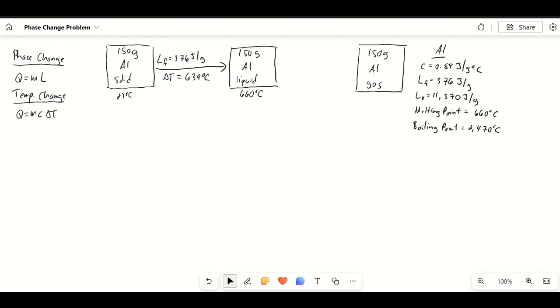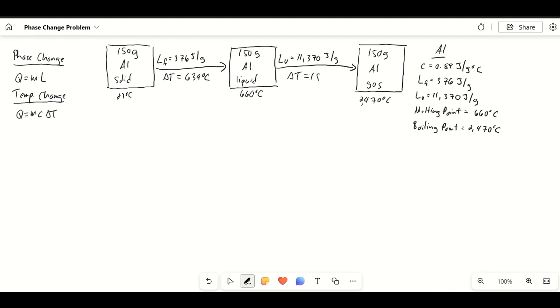Then we need to take our liquid and change it to our gas, that's to vaporize. Because we're vaporizing, we use our heat of vaporization, which is 11,370 joules per gram. We know that our melting point is 660, but our boiling point is quite a bit bigger, 2,470 degrees Celsius. So now we go from our 660 up to our 2,470.